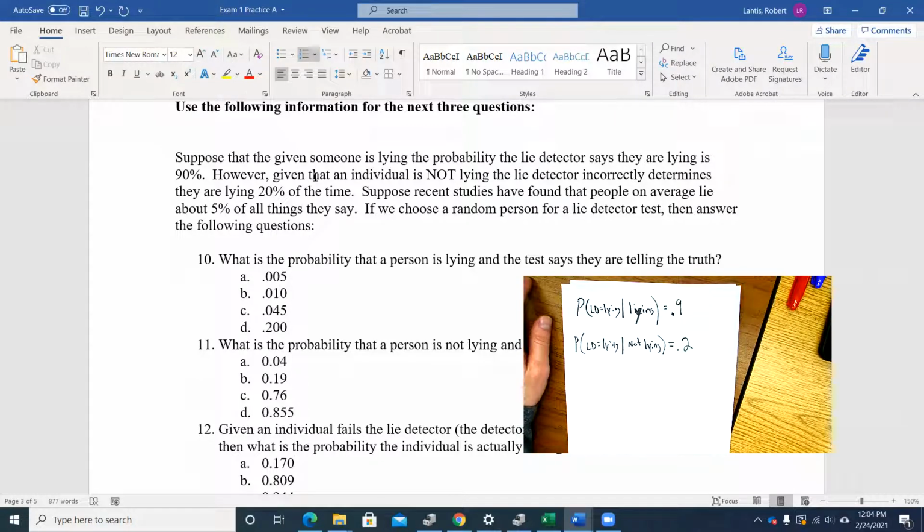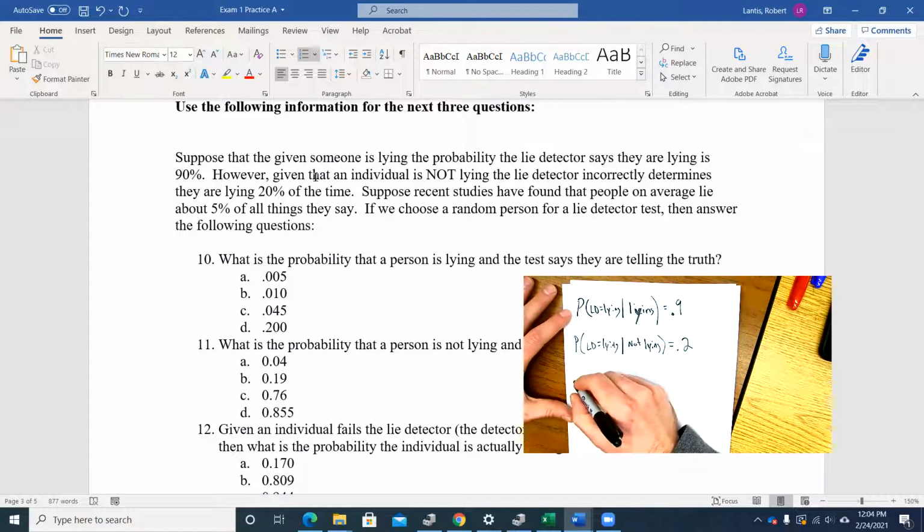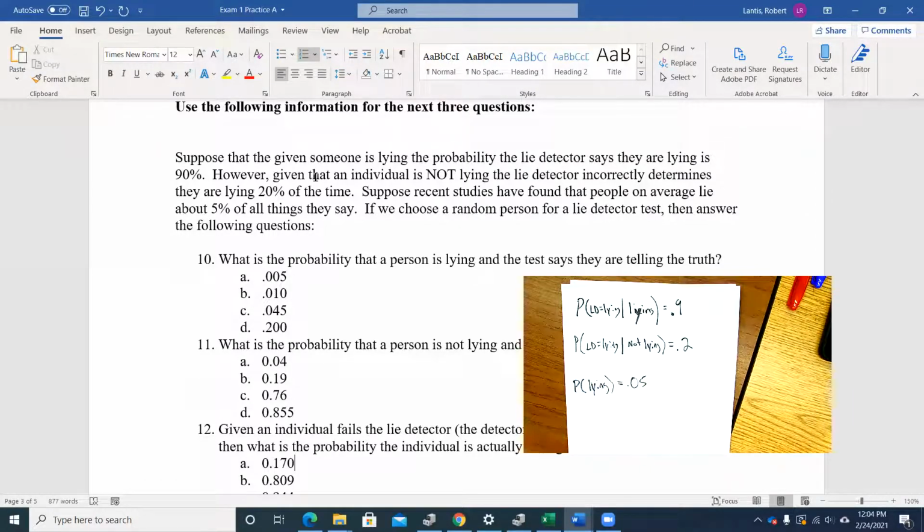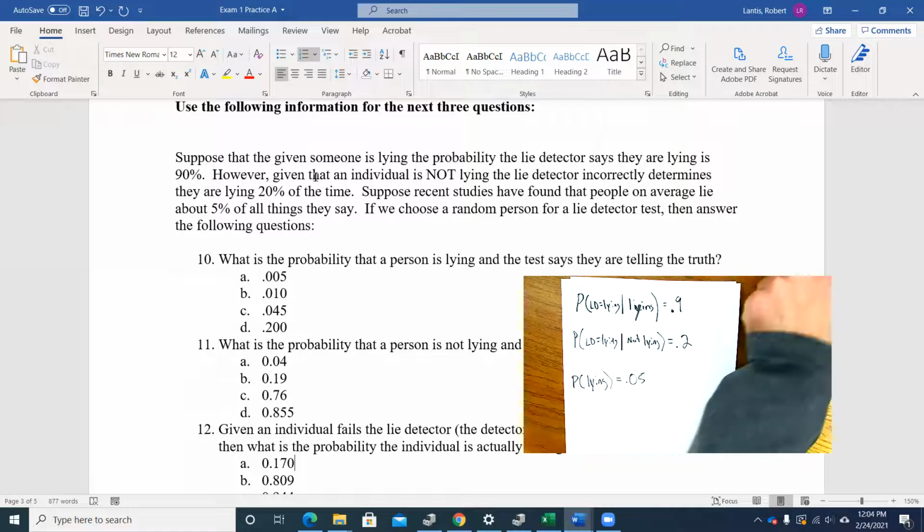And then suppose that recent studies found that on average, people lie, so we'll say this as probability they're lying, what, 5% of the time, or 0.05. Okay? So that was just what we were given initially. Now, in any problem, we can use these probabilities to find three other probabilities.